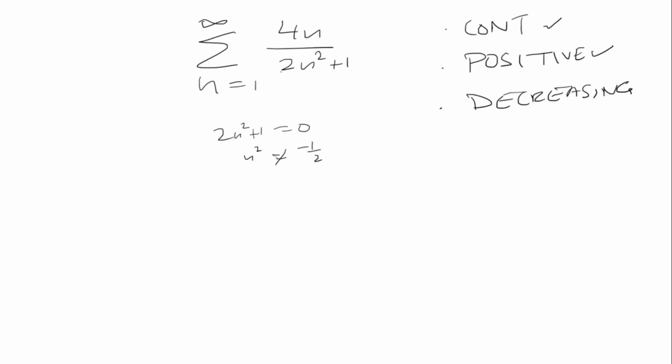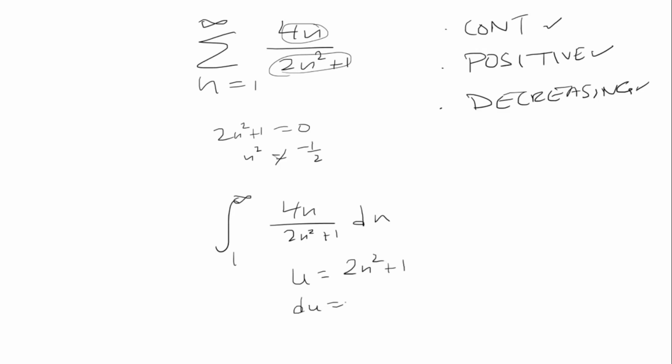And it is decreasing because the denominator is a quadratic, and we know that the quadratic dominates the linear function on the top. So yeah, this is decreasing. So we can apply the integral test. So we're going to use the limits from 1 to infinity. And in order to solve this one, we have to use u substitution. So we'll let u be the denominator. And therefore, du would be 4n dn. So this just converts to du over u, which is just ln of u.